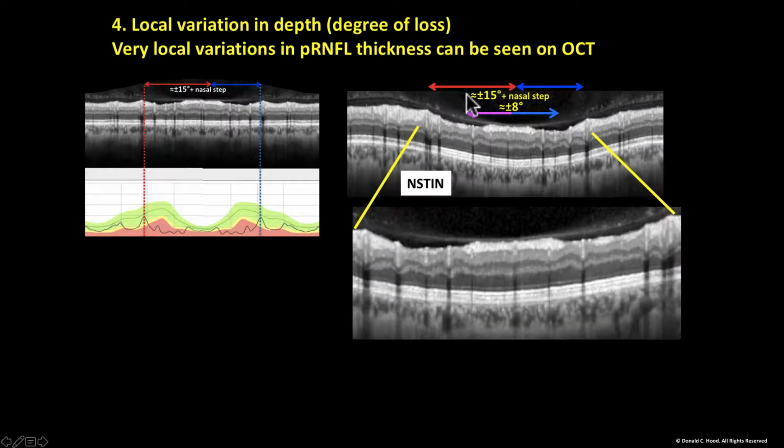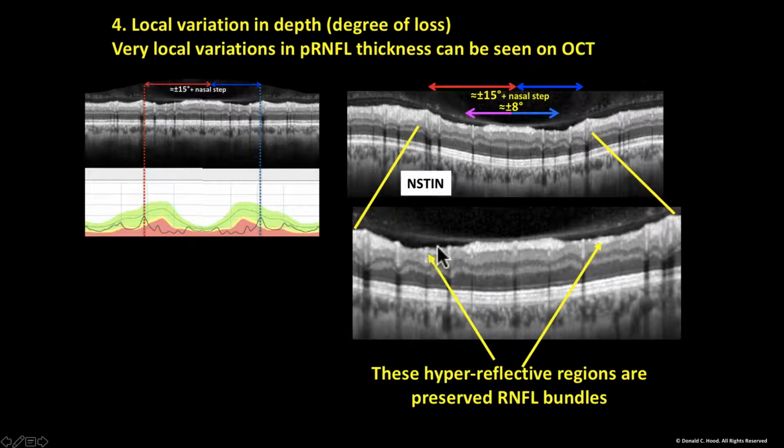Let's just blow up the temporal region, as we're going to look at this region between here and here. See these bright spots here? These are hyperreflective regions, and they're actually due to preserved retinal nerve fiber layer axons. So you've got more axons here than you have there remaining.